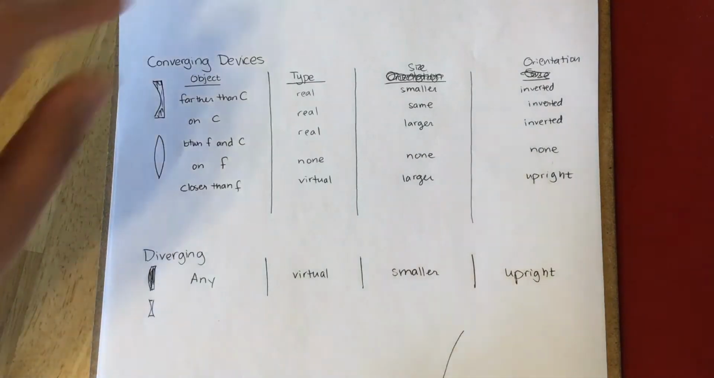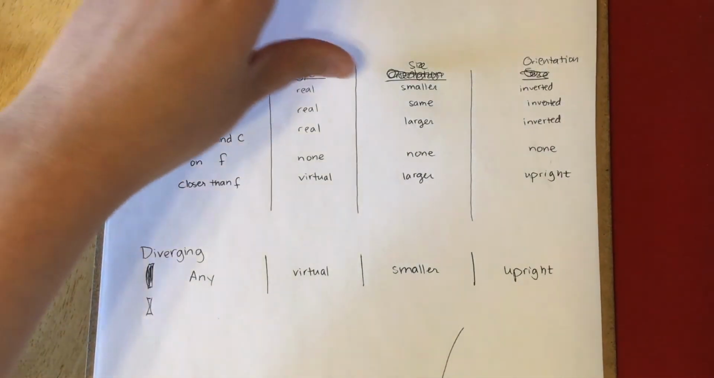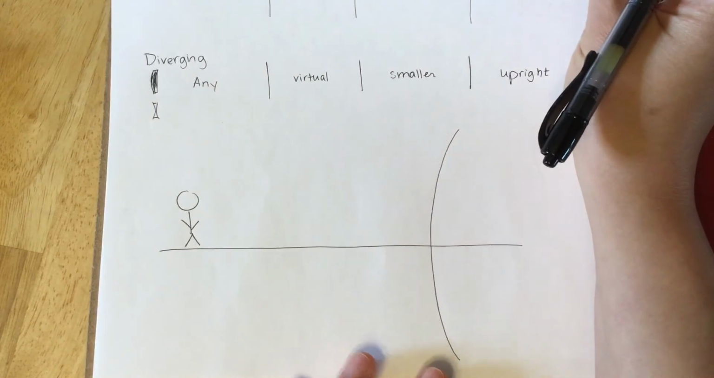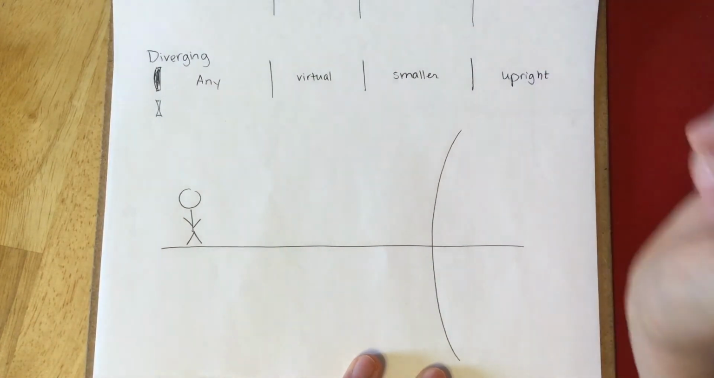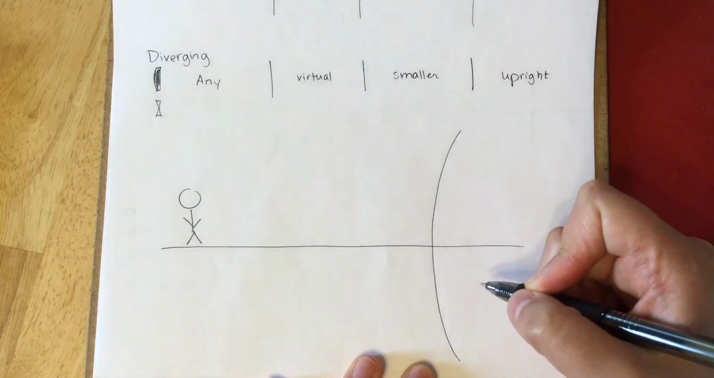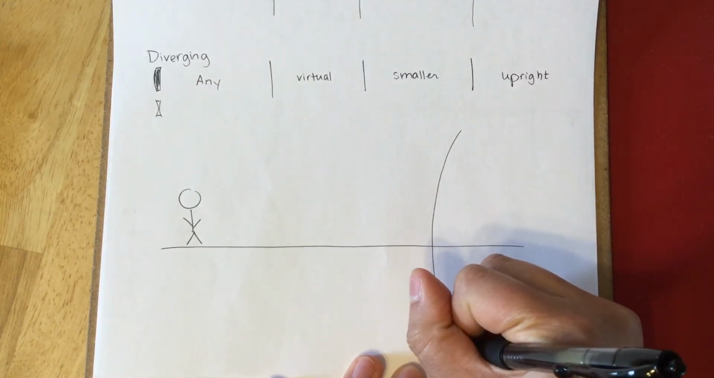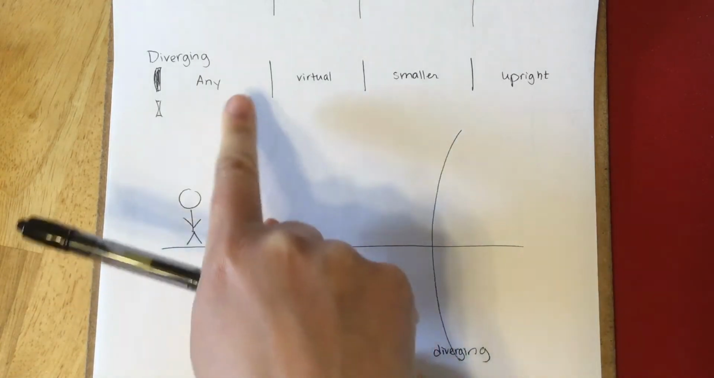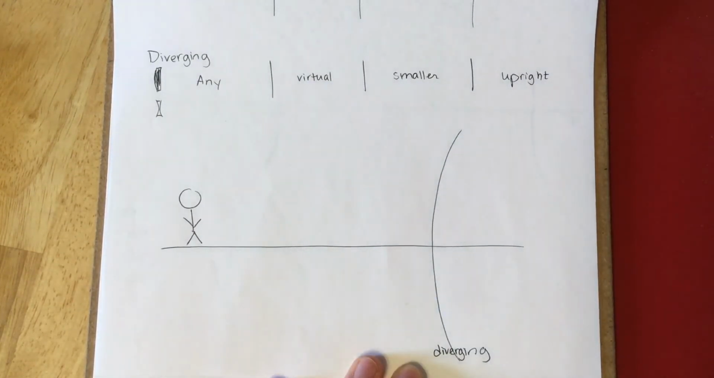So how you would use this is, let's say I got a picture like this and I asked you to classify the image. I would think to myself, first, is this a converging or a diverging device? Since the device that's drawn is a diverging mirror, then I know that it should make a virtual smaller upright image. That's my only choice.